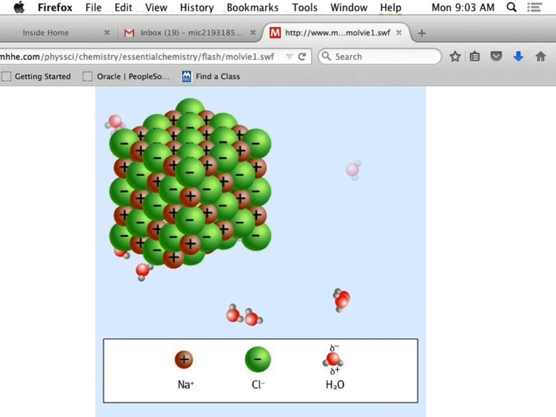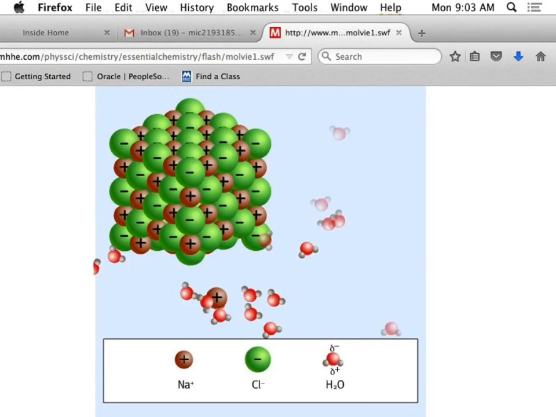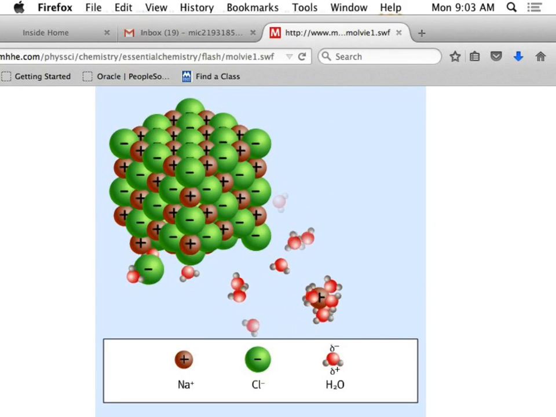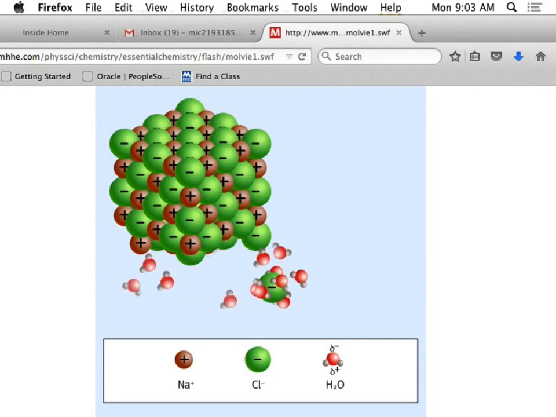Whoops, let's not pause it there. See if I can get one with an ion. What happened?